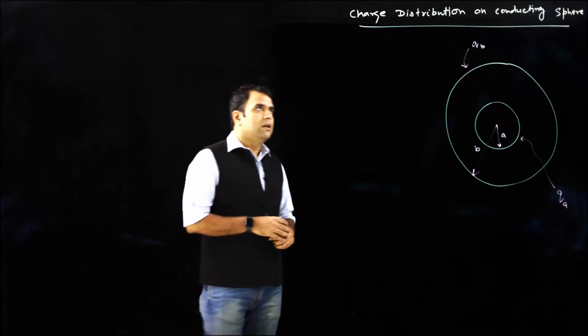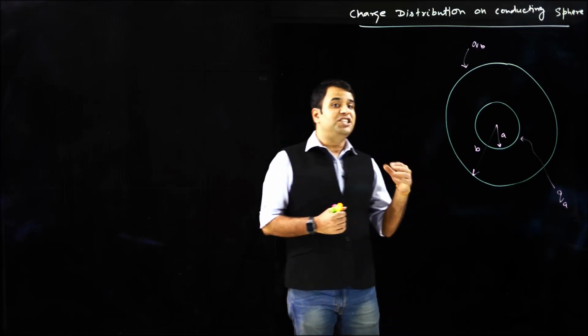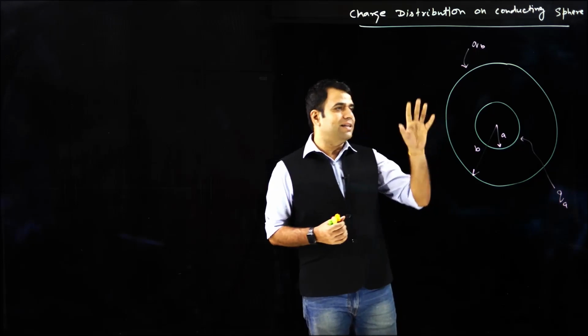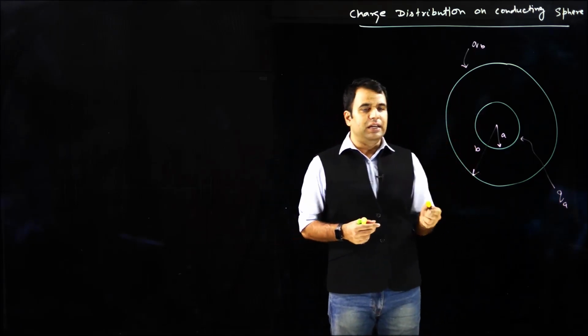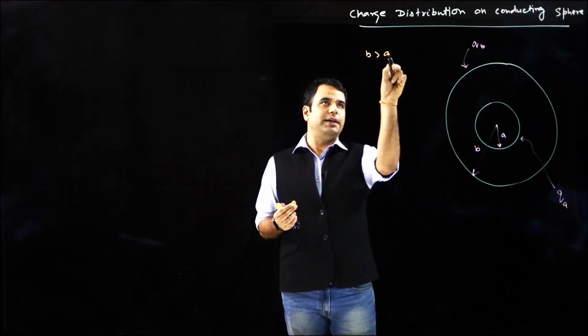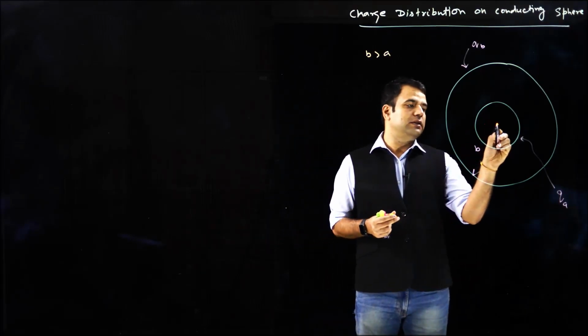Hello. Now we'll see the charge distribution onto concentric spherical shells. So we have two concentric spherical shells. They are shells, basically hollow. The outer shell has a radius B and the inner shell has a radius A, and obviously B is more than A. They are concentric, so their centers are common.